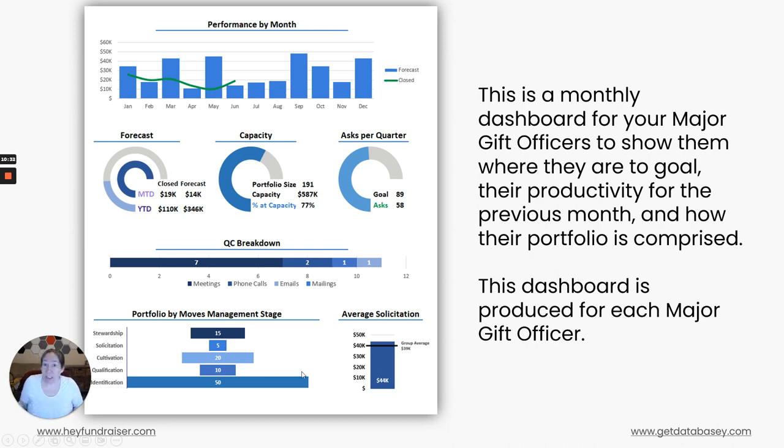And so if you're managing Susie and you see month over month that there's the same 50 in identification, you can say, like, why can't we move these people? Or is your portfolio too big?